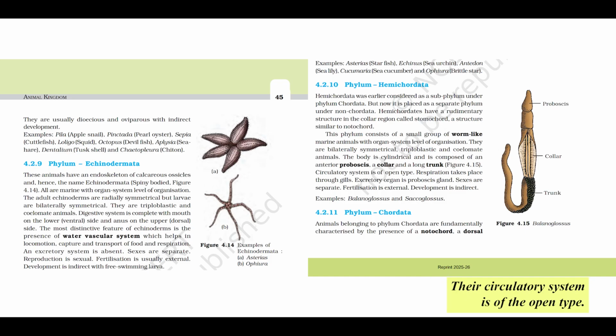Their circulatory system is of the open type. Respiration typically occurs through paired pharyngeal gill slits, openings in the pharynx wall, which is a feature shared with chordates.